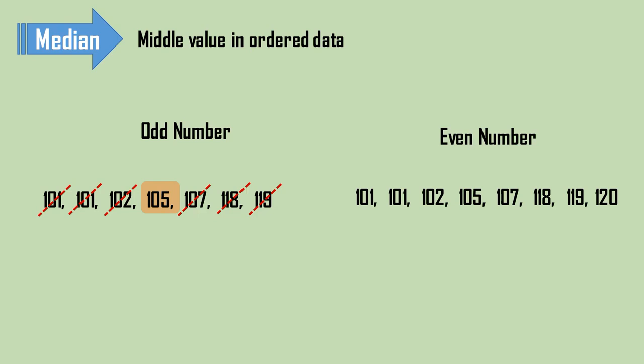While if we have an even number of values, the central two numbers give the median. For example, 105 and 107 are the two central values. To calculate the median, we add these two central values and divide by 2. We get 106 as the central or middle value for the even count.